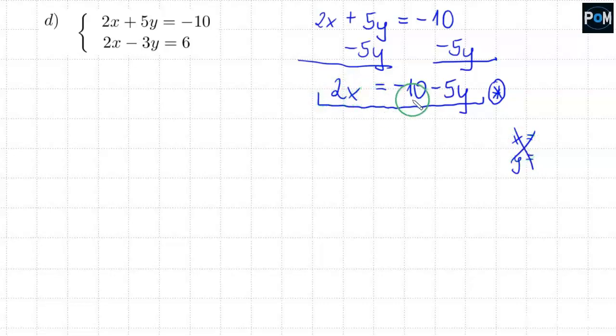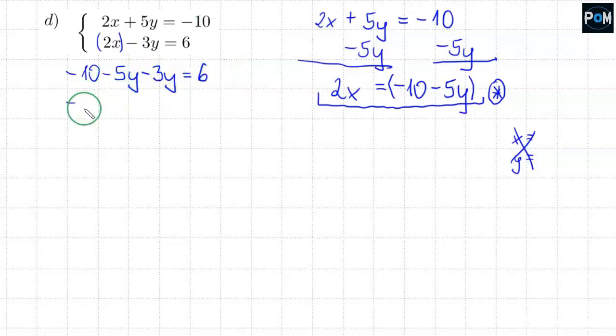Since I just calculated this, it means I can replace 2 x's with such an expression. And here in this second equation, I have exactly 2 x's. So in place of these 2 x's, I'm putting in what I got here, so negative 10 subtract 5y. Subtract 3y as well, and it equals 6, which I just write down. Now I can reduce y's. I have negative 5 minus 3, so it will be minus 8y, which equals 6.